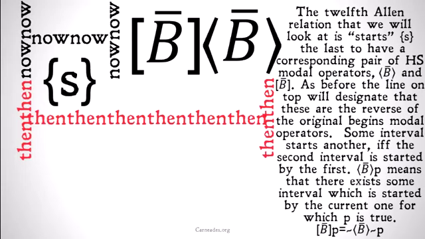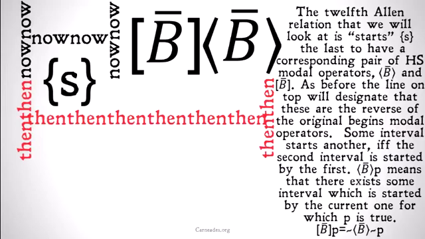Now, finally, the 12th Allen relation, and the last one that's going to have modal operators on it, we will look at is starts, or S. And the last to have a corresponding pair of HS modal operators, B and B in diamond brackets and square brackets with the lines over the top. As before, the line on top will designate these as the reverse of the original begins modal operators. Some interval starts another if and only if the second interval is started by the first. Once again, just the switch around, look at the picture to better understand it.